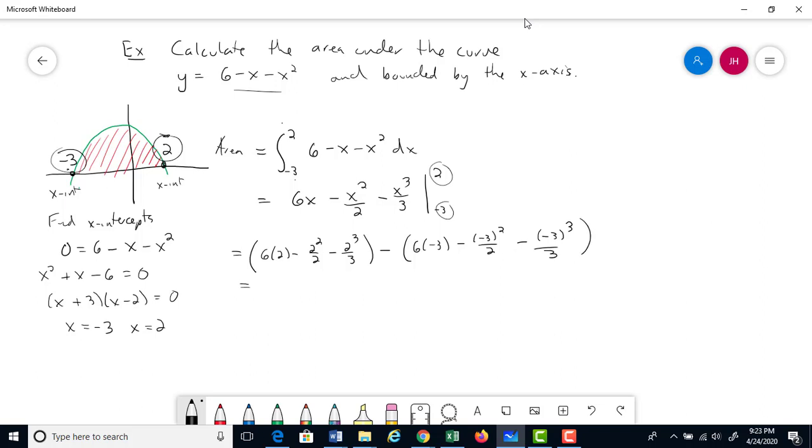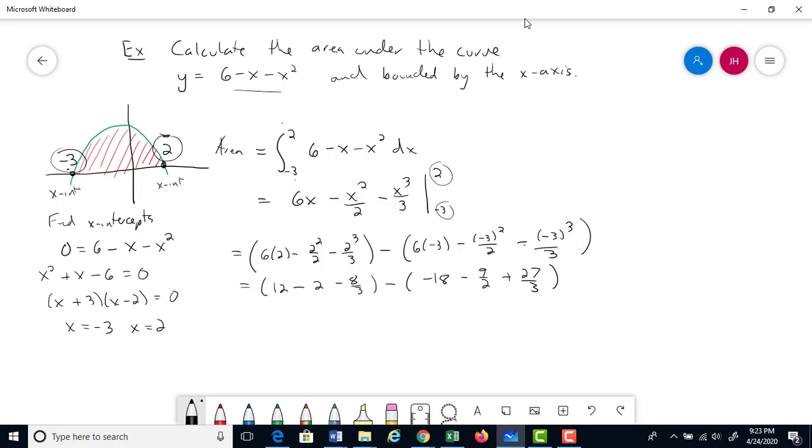And cleaning this up, we get 12 minus 4 over 2 is 2, minus 8 over 3, minus 18, minus a positive 9 over 2, so minus 9 over 2. And this is going to be a negative 27, so minus a negative 27 is going to be plus 27 over 3.